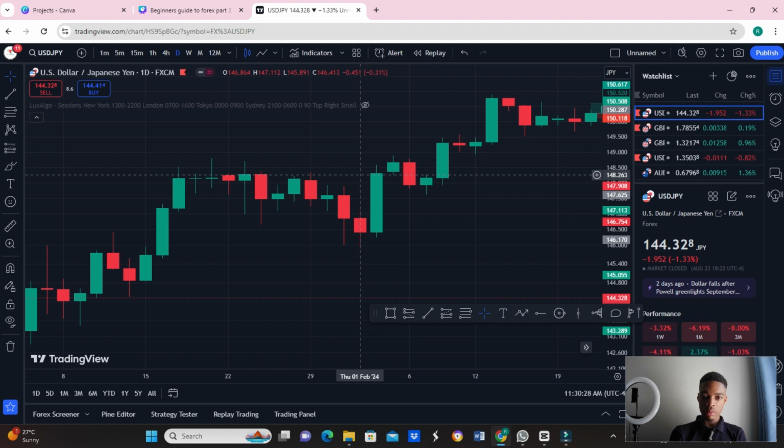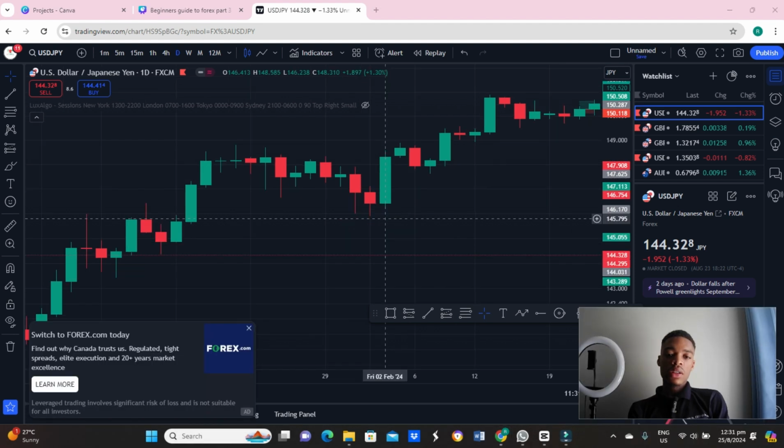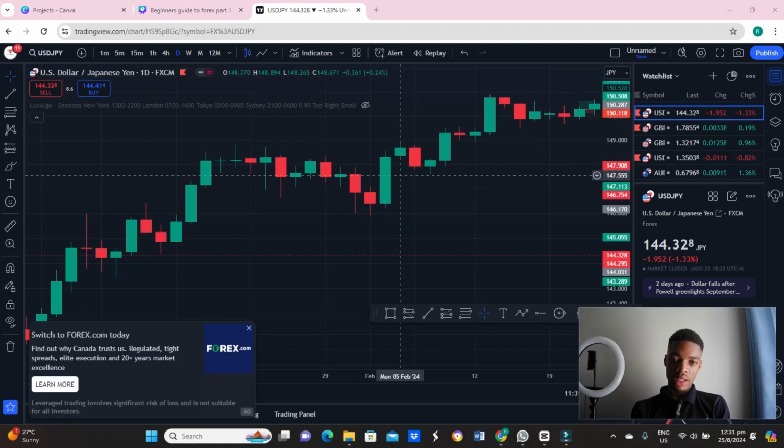Here represents the closing price, and we see our price closed at 148.295 for that specific day. Here represents our top wick, which is our high, and that's the highest point at which price went for that currency pair, which is 148.586.